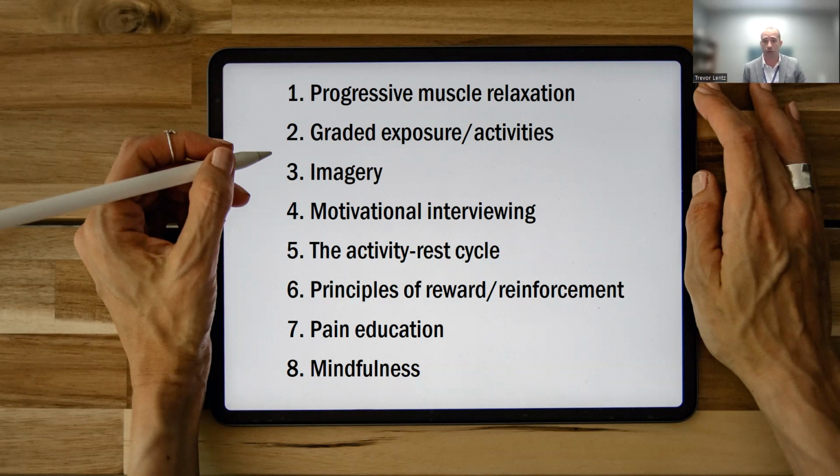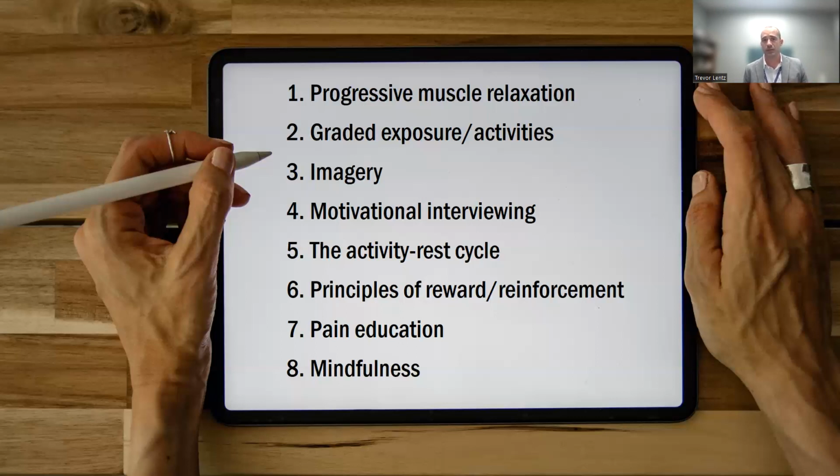So progressive muscle relaxation, graded exposure and activities, which may be particularly important for people who have high levels of fear or catastrophize about certain activities, thinking, well, I can't do this because I have bone on bone joint pain, and it's going to be damaging to my knee or my hip. By exposing them to activities and helping them understand that this is something they can do safely, that's a mental health focused intervention that we as physical therapists or rehabilitation specialists can provide. There's guided imagery, motivational interviewing, particularly when you're setting goals.